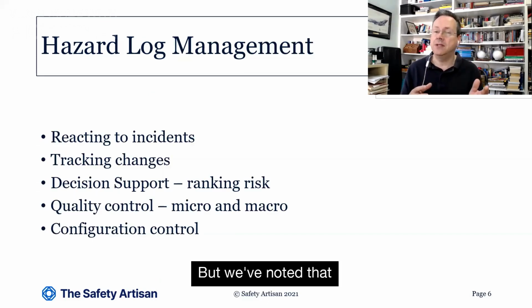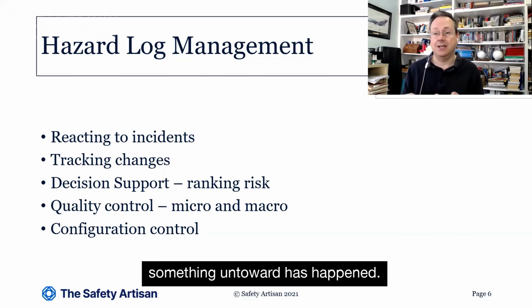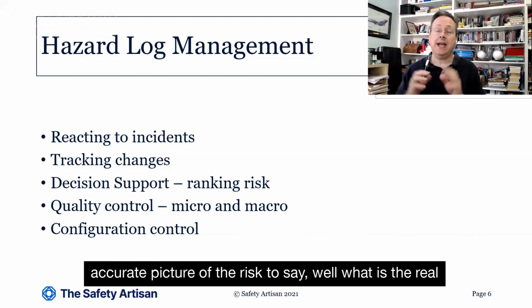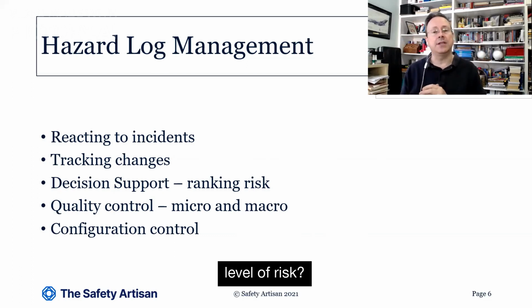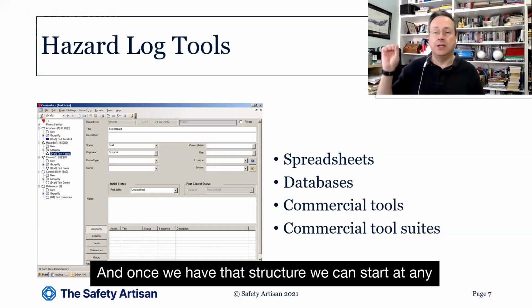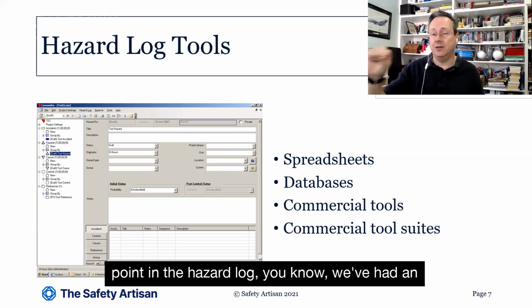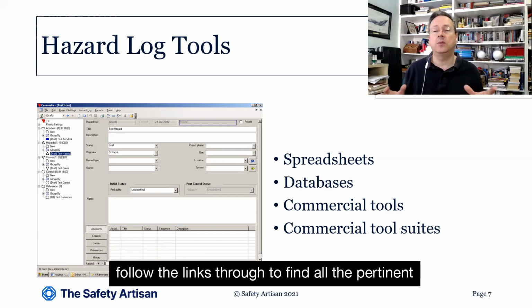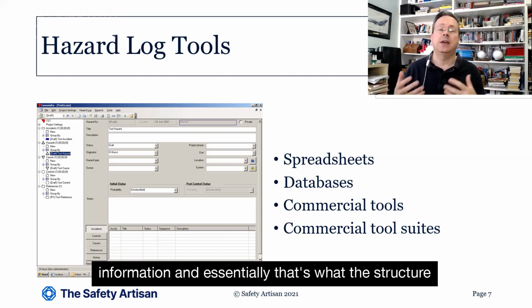But we've noted that something untoward has happened. And those people in authority, they need an accurate picture of the risk to say, well, what is the real level of risk? And once we have that structure, we can start at any point in the hazard log. You know, we've had an incident, and then we can follow it through. We can follow the links through to find all the pertinent information. And essentially, that's what the structure does for us.